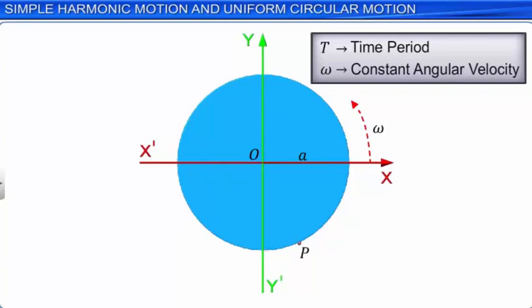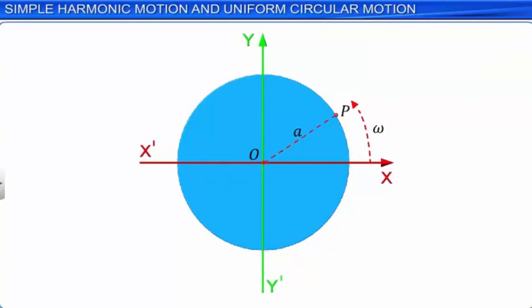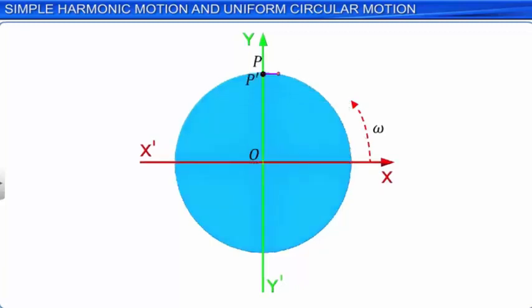After the particle has moved for some time in the reference circle, take a projection of the particle on the y-axis. Label it as P'. As particle P revolves along the circular path, its projection moves up and down along the y-axis, with the mean position as O, and the extreme ends of this diameter of the reference circle along the y-axis as the extreme positions.